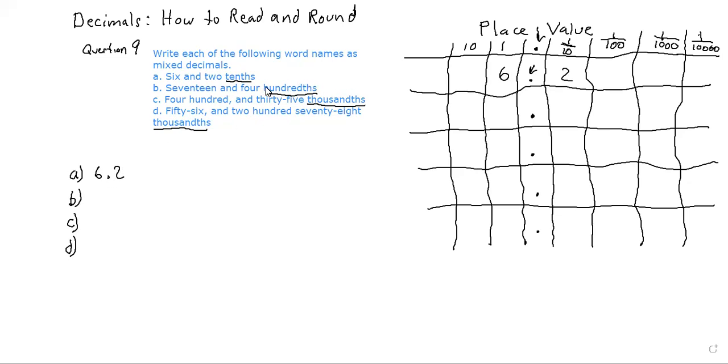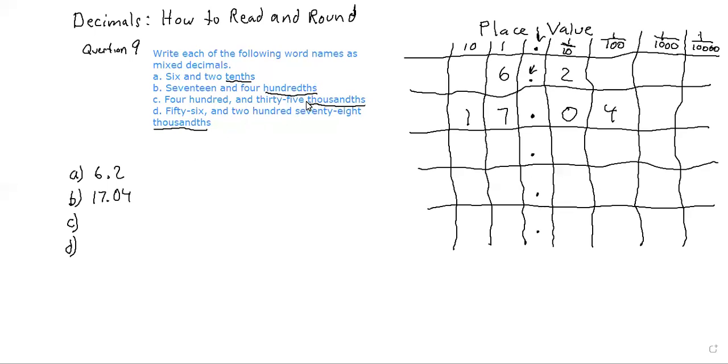Now we're going to follow the same procedure for B. It says 17, so the 17 is the whole part that goes on the left of the decimal point. And the "and" tells you we're getting ready for the decimal part now. So 4 hundredths. We're going to go to the hundredths place value, and we're going to put 4 there. Where's the hundredths place value? It's right here, 1 over 100. We're going to put the 4 there. If there's any empty spaces, we're going to fill them, to the left of that, with zeros. And there we have it. So the answer for this one is going to be 17.04.